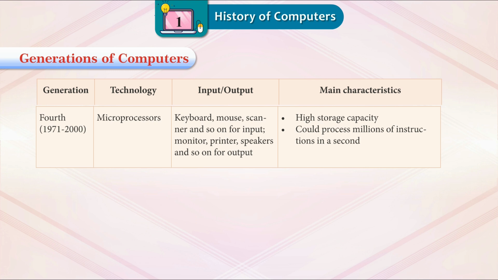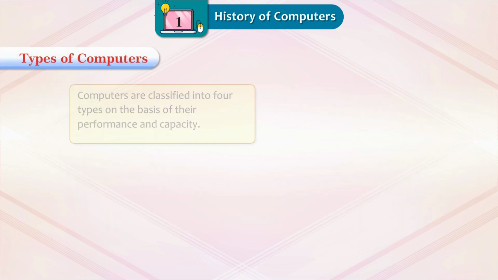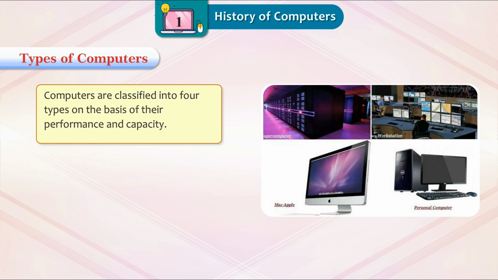Fourth, 1971 to 2000, microprocessors, keyboard, mouse, scanner and so on for input, monitor, printer, speakers and so on for output. High storage capacity, could process millions of instructions in a second. Fifth, present and beyond. Artificial intelligence, touchscreen, voice recognition, use large-scale integrated chips, ability to think like humans, ability to recognize image and voice. Types of computers. Computers are classified into 4 types on the basis of their performance and capacity.